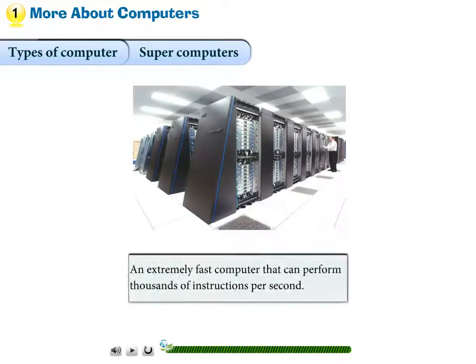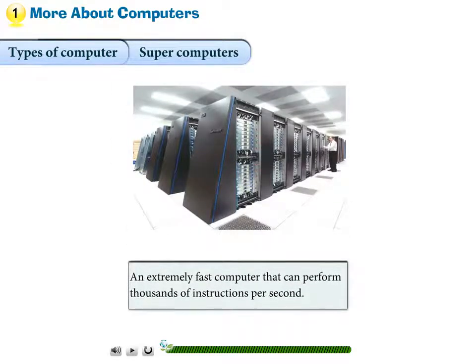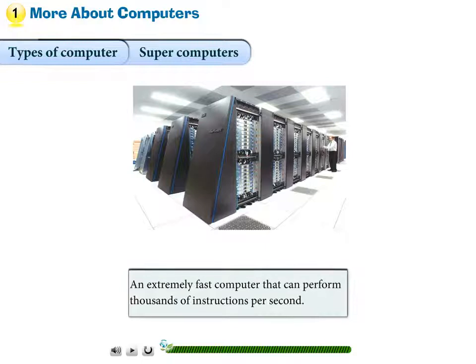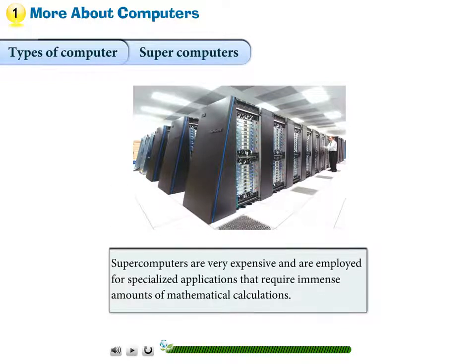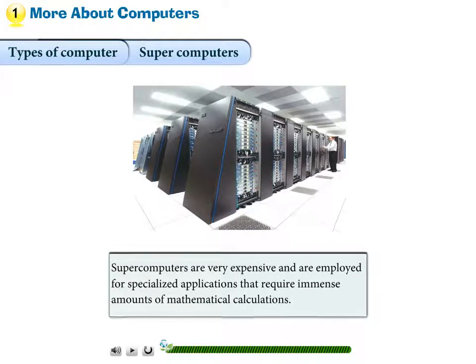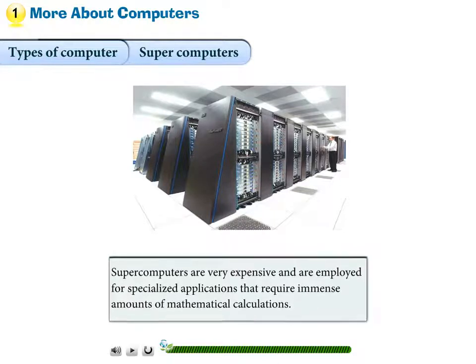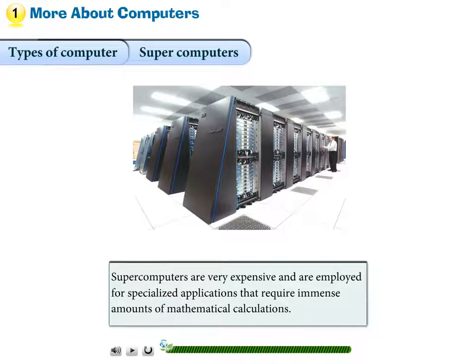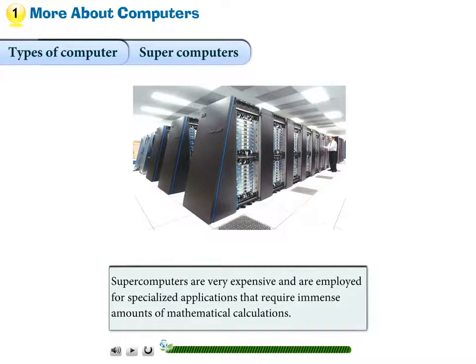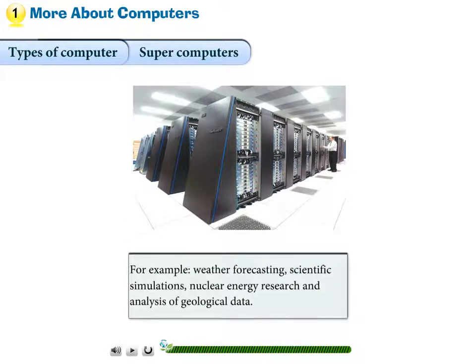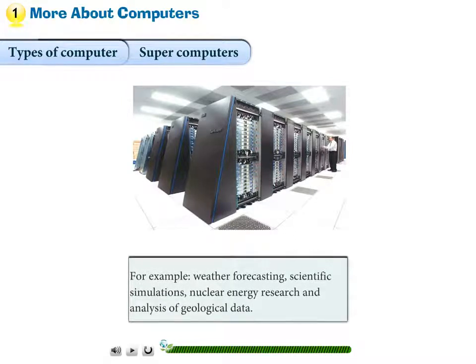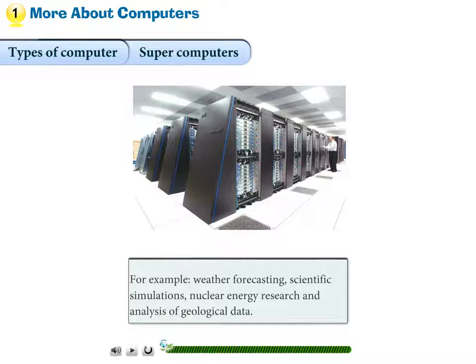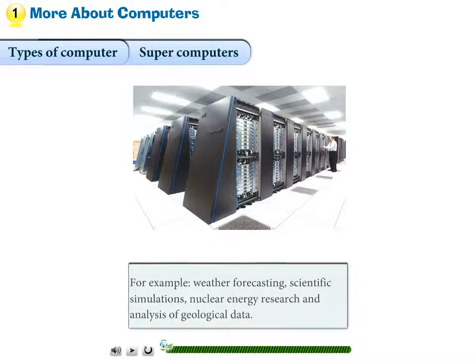Supercomputers. An extremely fast computer that can perform thousands of instructions per second. Supercomputers are very expensive and are employed for specialized applications that require immense amounts of mathematical calculations. For example, weather forecasting, scientific simulations, nuclear energy research, and analysis of geological data.